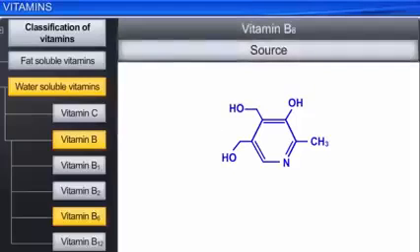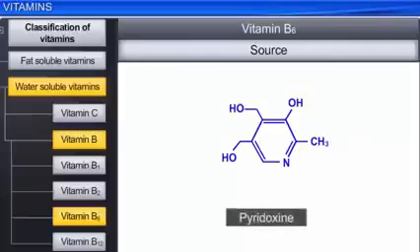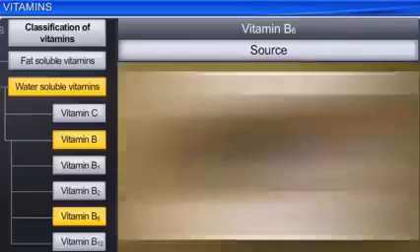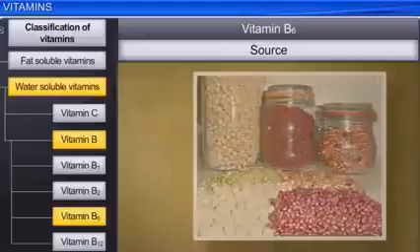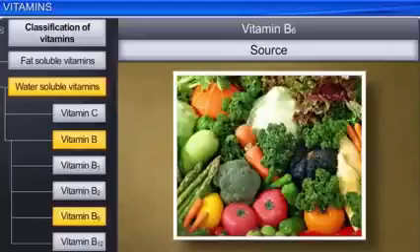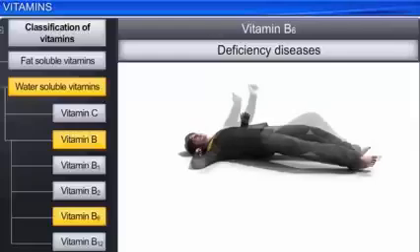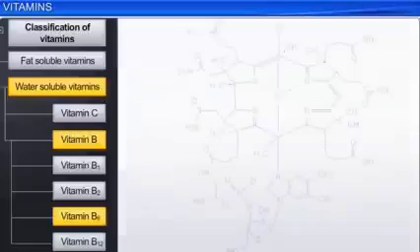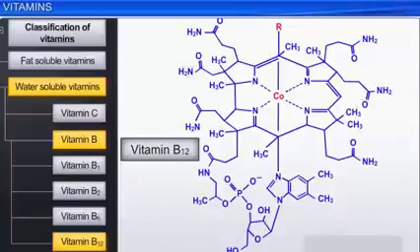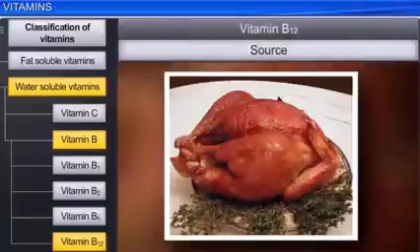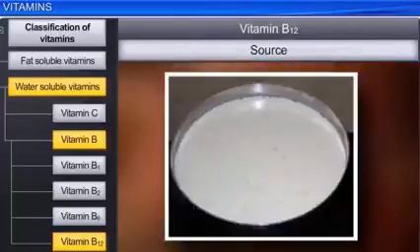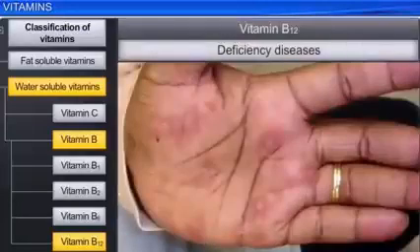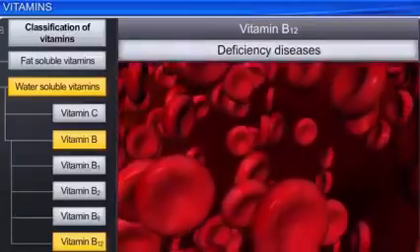Vitamin B6, or pyridoxine, is found in meat, liver, egg yolk, cereals, grains, and vegetables. Its deficiency causes convulsions. Vitamin B12, or cobalamin, is found in meat, fish, egg, and curd. Its deficiency leads to pernicious anemia, that is, RBC deficient in hemoglobin.